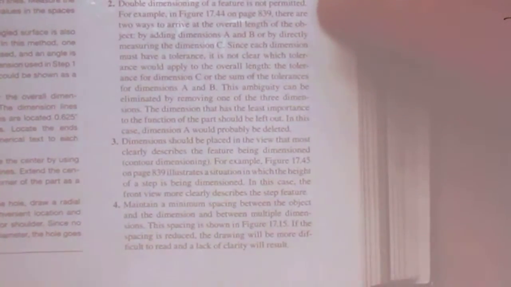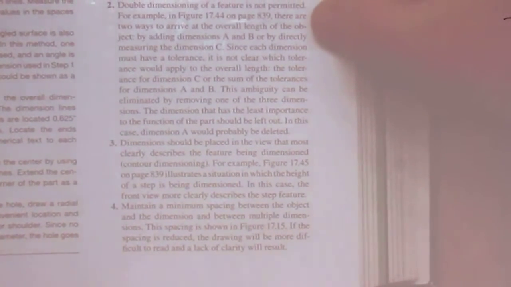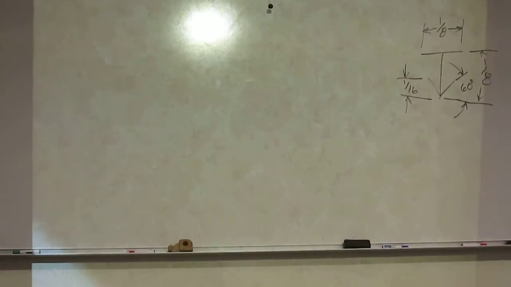Double dimensioning of a feature is not permitted, and it shows you a figure to go to. Know what those are, and these are great guidelines to go through. They go through 33. Okay. Now, the last one, leader lines for diameters and radii should be radial lines. We just covered that today. Okay, so a real quick punch list of 13 items. Now, it gets a little more complicated than that.